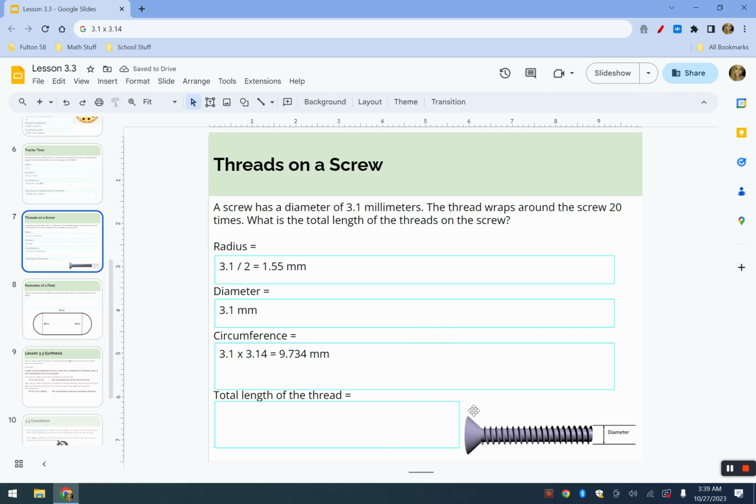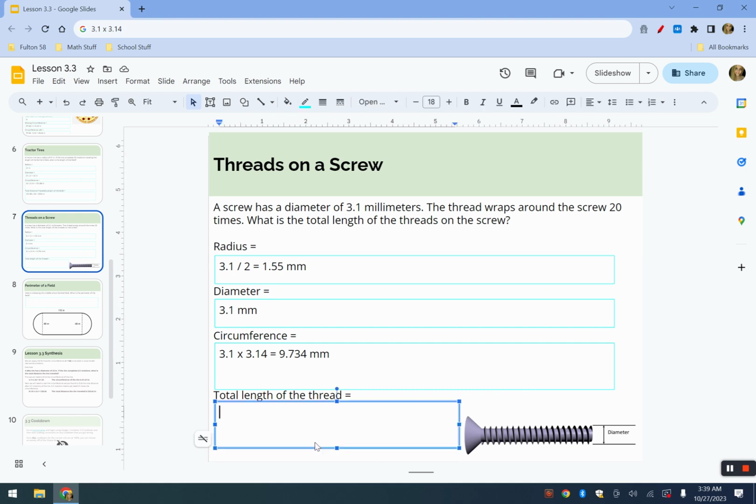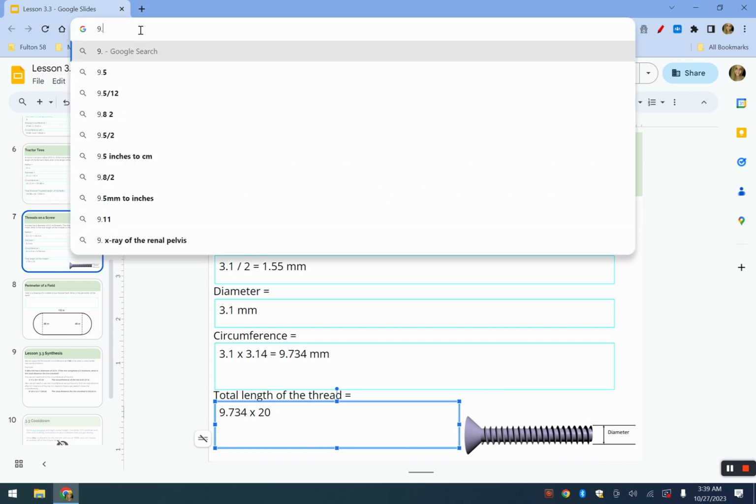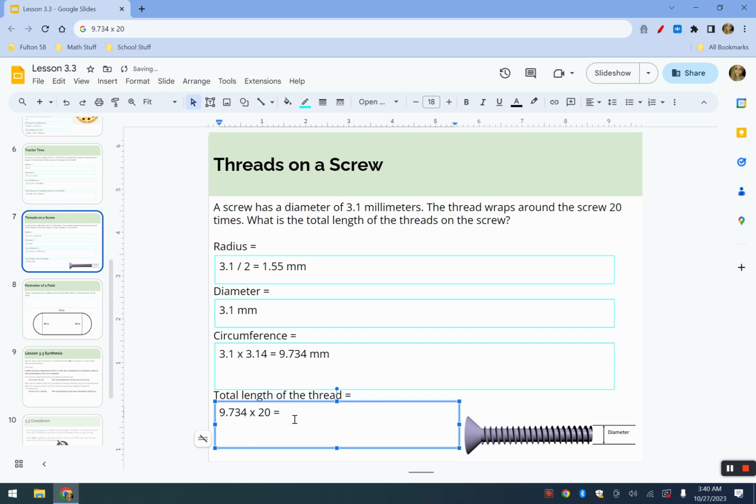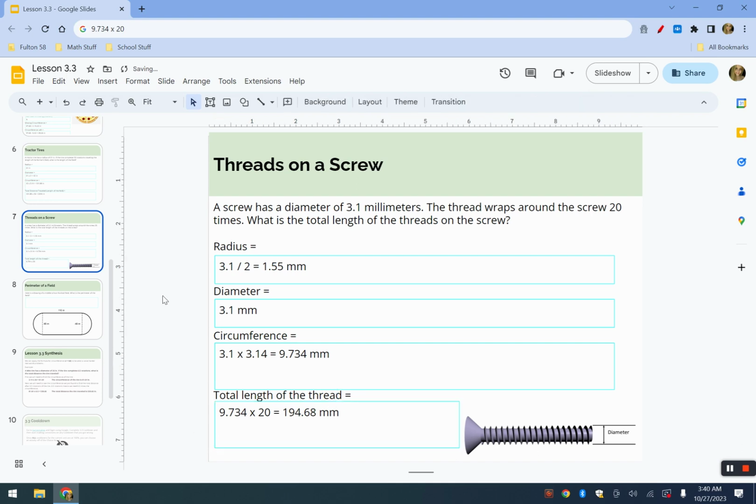So now our thread wraps around 20 times. So basically we have 20 circumferences. So I'm going to multiply that one circumference by 20. And I'm going to get 194.68. Okay. All right, get all this down. We're so close. One more slide. And let's go ahead and move on.